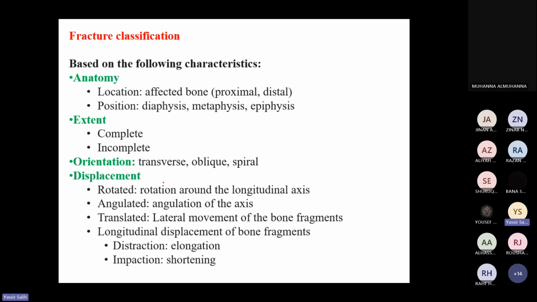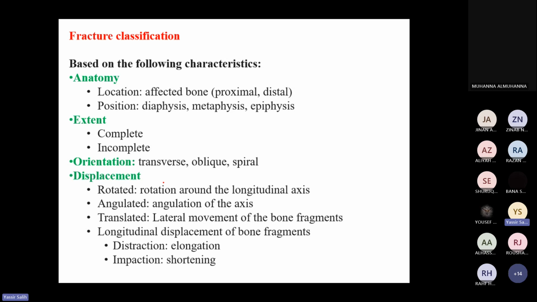You have to look at the anatomy. Where is the fracture? You have to describe the fracture by location, which bone is affected, for example the distal tibia or proximal femur, in the metaphysis or diaphysis. Is the fracture complete or incomplete, involving both cortices, or incomplete, like in pediatrics the greenstick fracture, which involves one cortex while the other is intact?